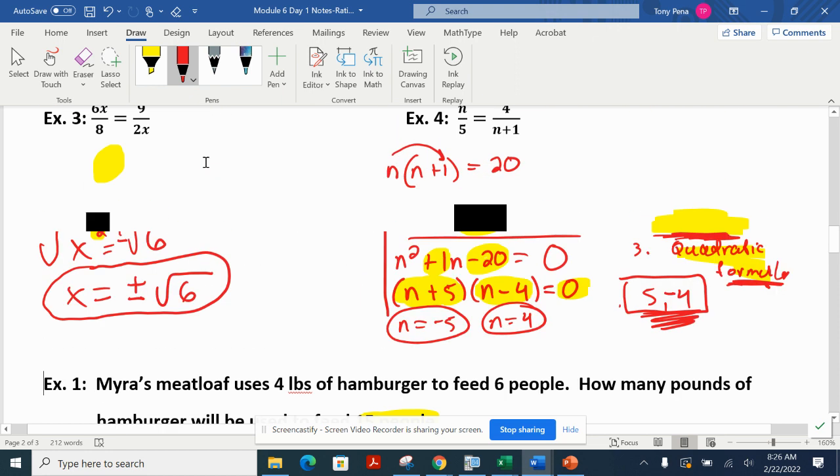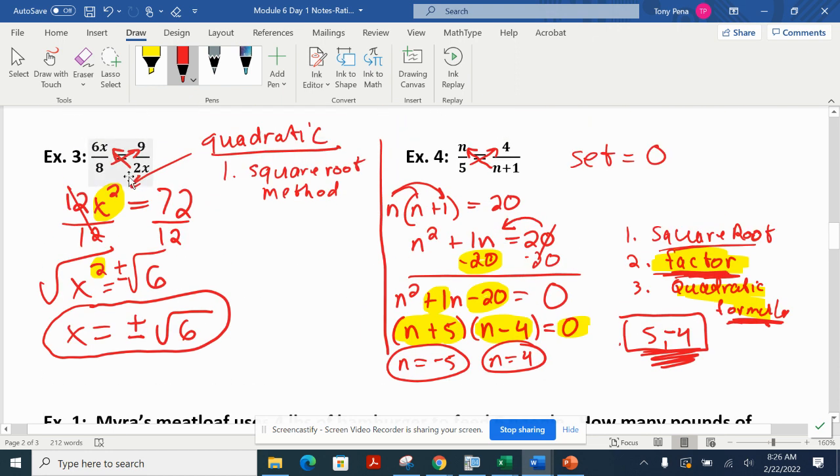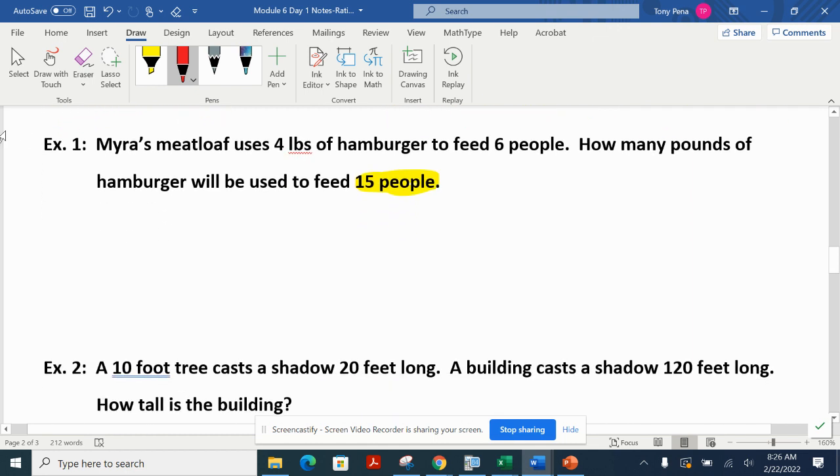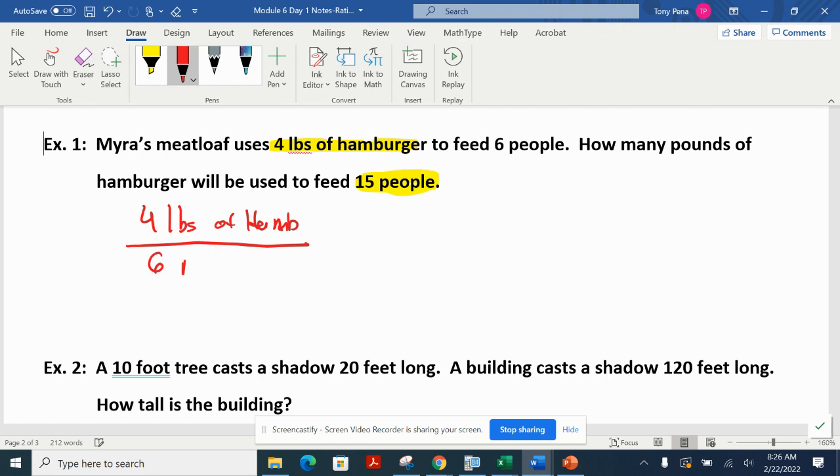So there's a couple different routes we could take here, but we're going to be dealing with this idea of a proportion, just like we have right here. A fraction set equal to another fraction. The way we're going to set up these fractions is by reading these sentences. So if I have 4 pounds of hamburger, that is going to feed 6 people. That's one ratio. The ratio, again, is one fraction. A proportion is 2 ratios set equal to each other. We are then going to set that up because we're setting up our own proportion.